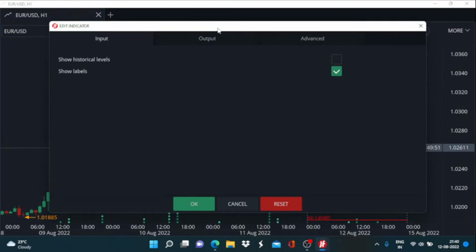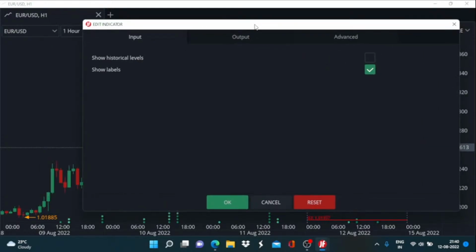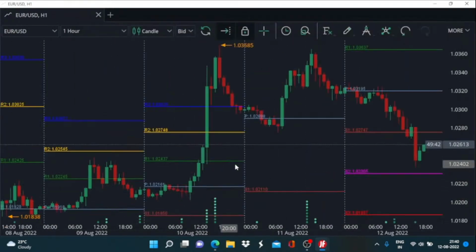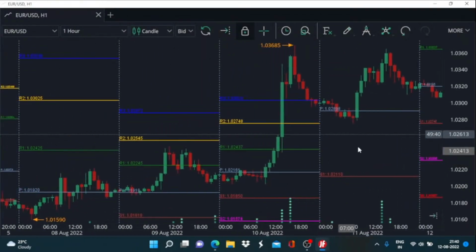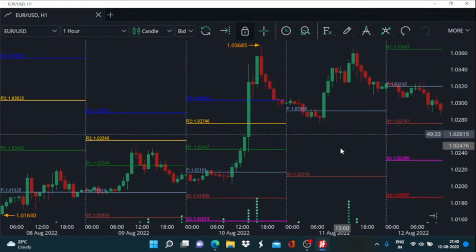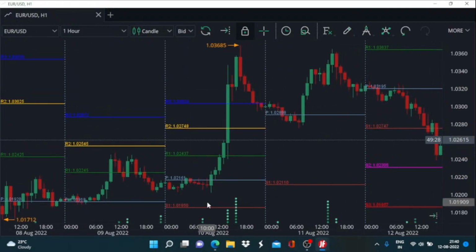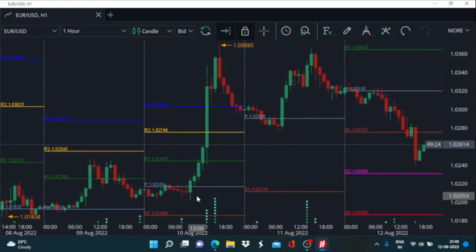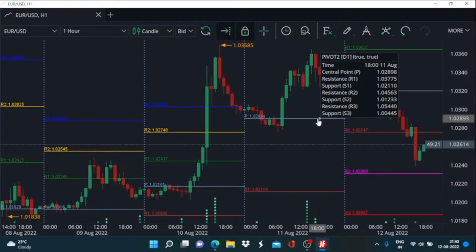We now go to the editing options. If you want the historical levels to be shown, then you simply have to click on it and you will get these historical levels plotted. So this is the prior day's structure of the pivot point, where we had this pivot closer to the 1.028, and the support and resistance levels were far wide because in the prior day session we had increased volatility, and every day we get these levels plotted using the prior day's price structure.